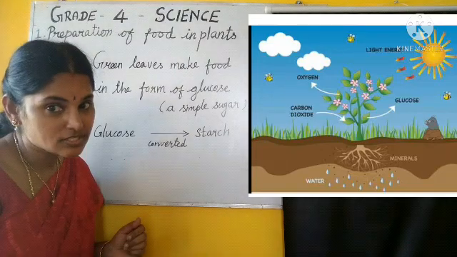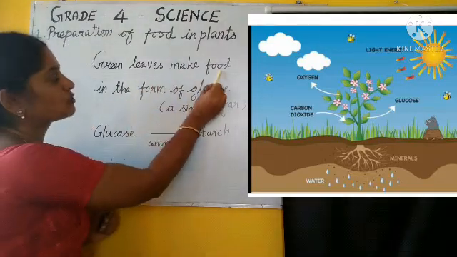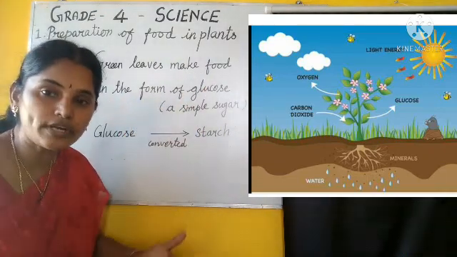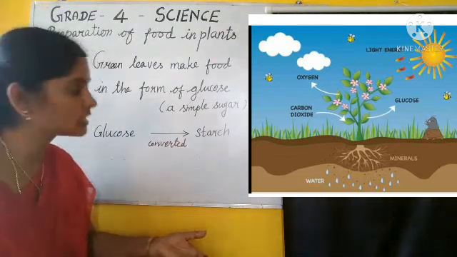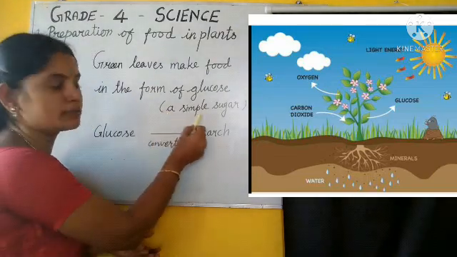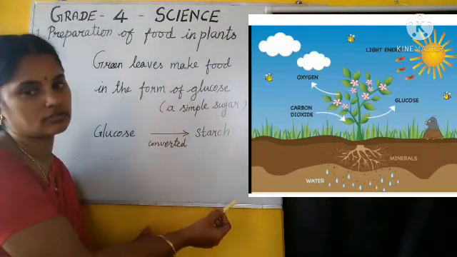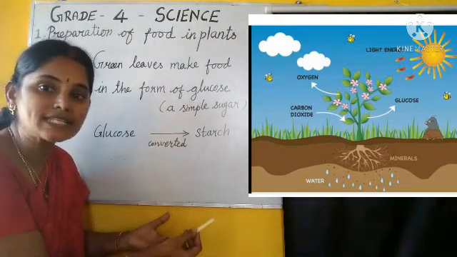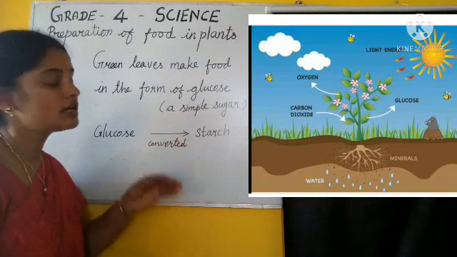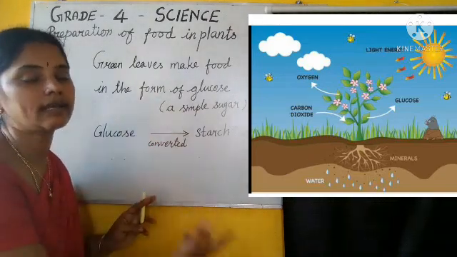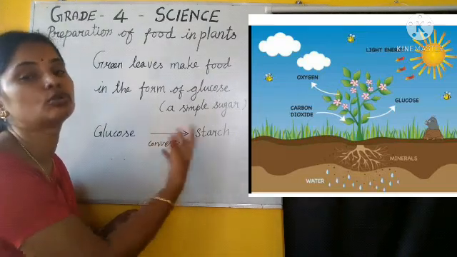What is starch? Green leaves make food in the form of glucose. First it makes food in the form of glucose. That glucose is what? A simple sugar. That glucose is then converted into starch. So that glucose is stored as starch. This is the product of photosynthesis.